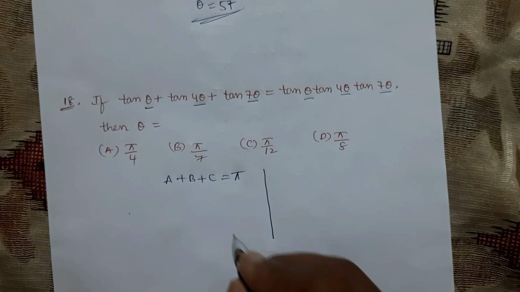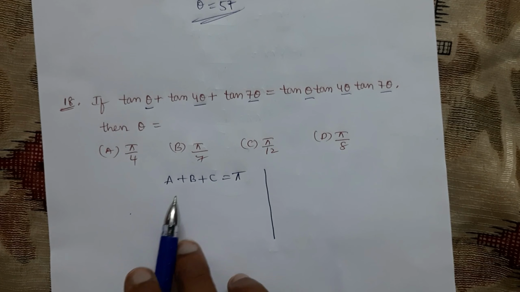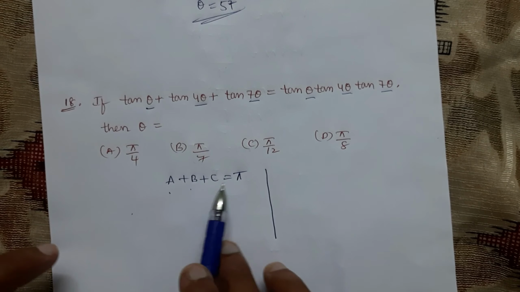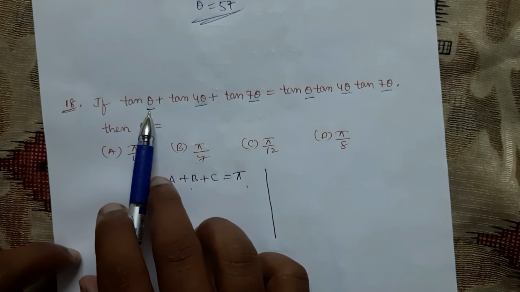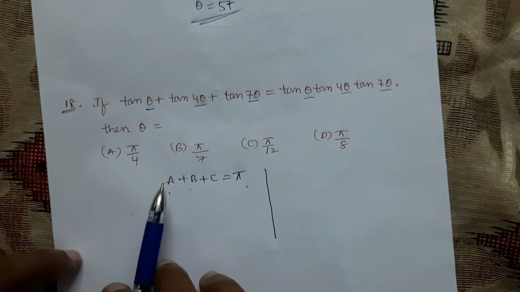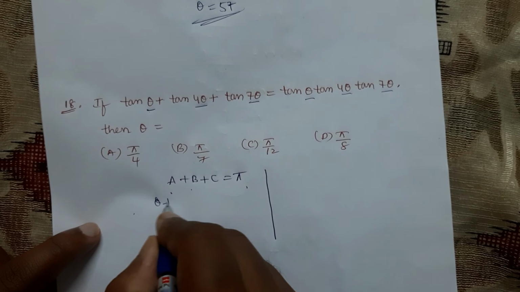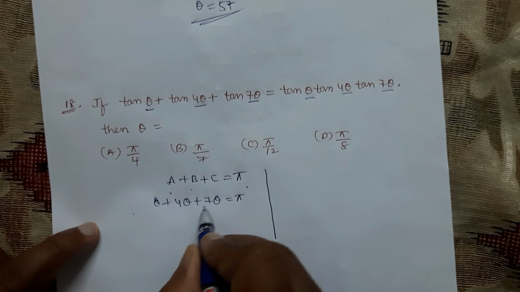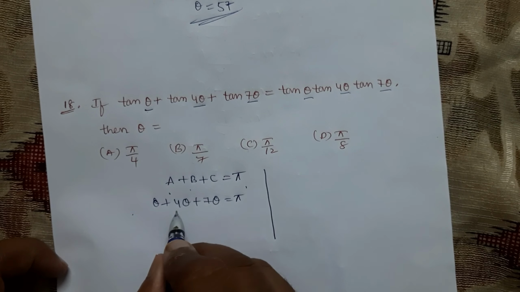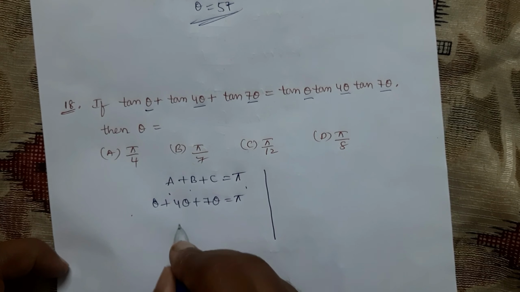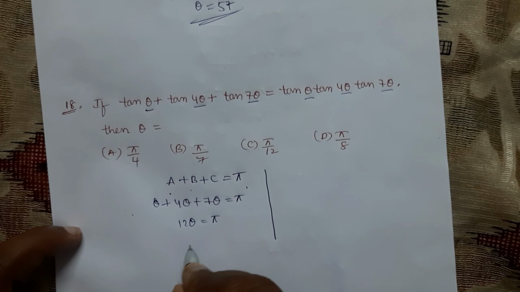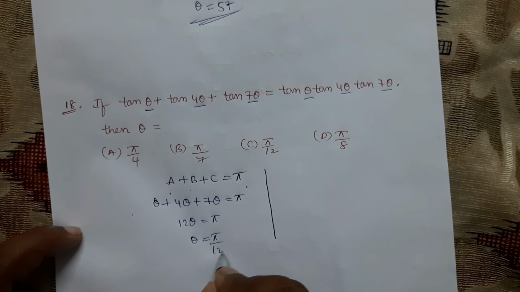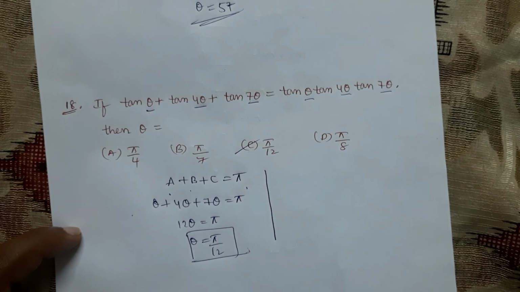Why we need to take it like that, I will also tell. First I am telling that we can write it as a plus b plus c is equal to pi. Here a means the first angle, then second angle, third angle. What is the first one? Theta plus 4 theta plus 7 theta is equal to pi. So theta plus 4 theta is 5 theta, 5 theta plus 7 theta is 12 theta, equal to pi. That means theta is equal to pi by 12, which is option C.